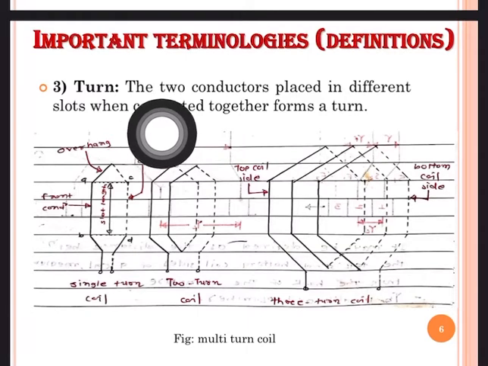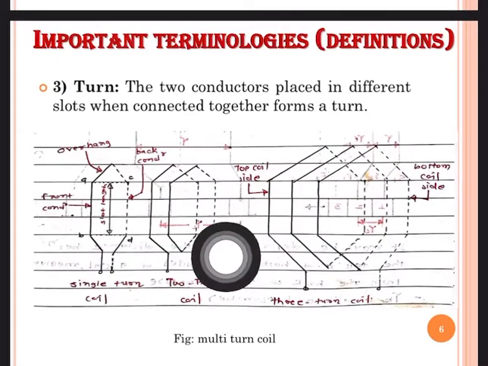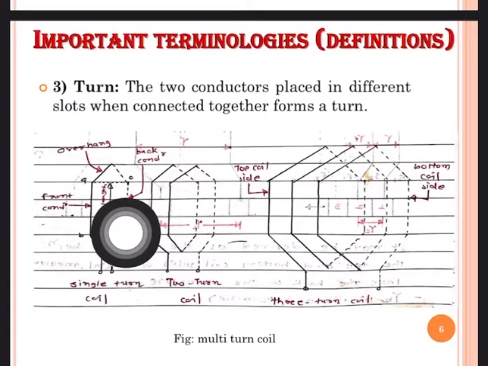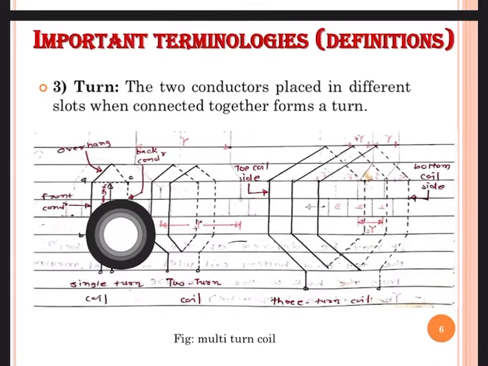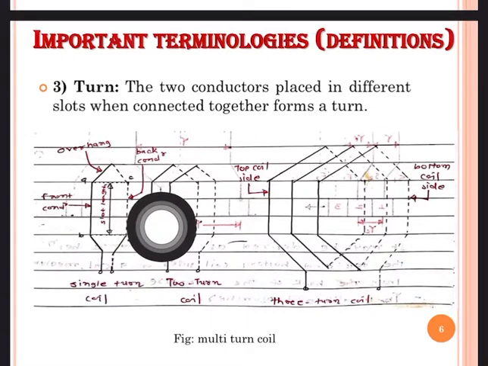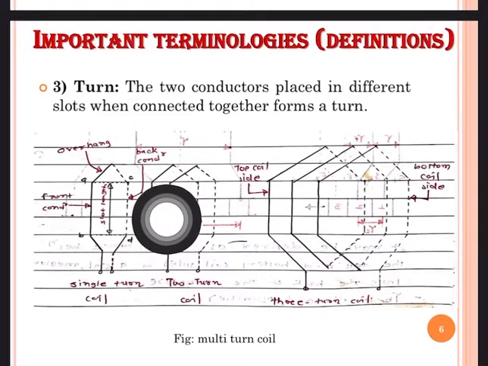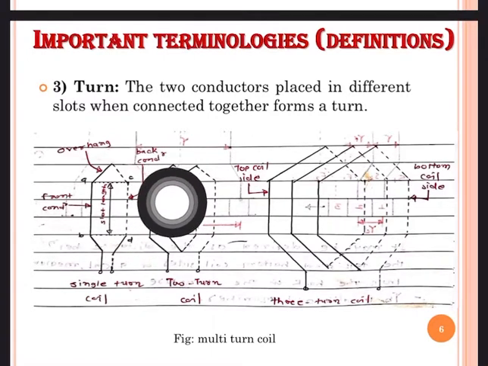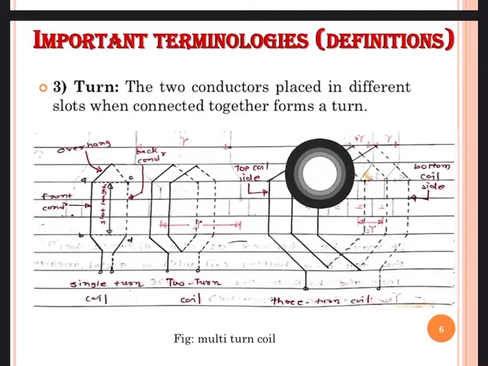Now turn. Two conductors placed in different slots, when connected together, form a turn. The conductor AB and conductor CD are placed in different slots and connected by overhang, and this is called one turn. The first conductor is called the front conductor and the second conductor is called the back conductor. The front conductor is denoted by a straight line and the back conductor by a dotted line. The front conductor is also called the top conductor and the back conductor is also called the bottom conductor. So this is one turn, this is two turns, this is three turns.